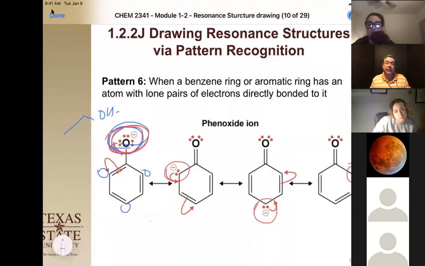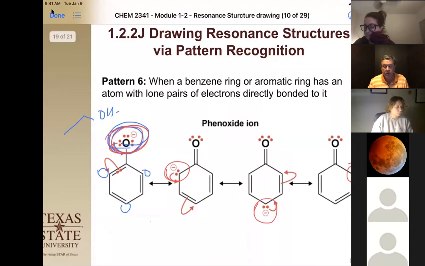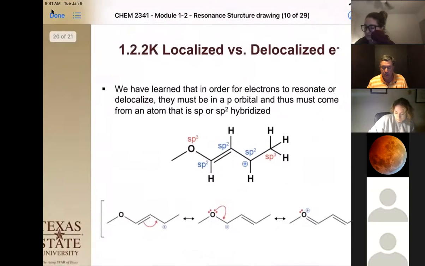And that's what gives it its acidity, being able to spread that around the ring. Notice we start with the charge outside the ring and then move it inside the ring. And then it'll all eventually get outside the ring.